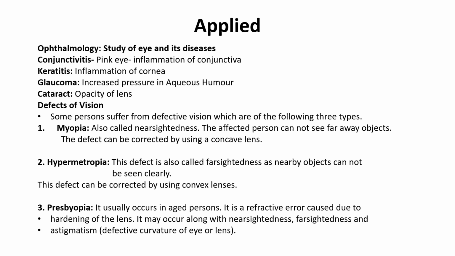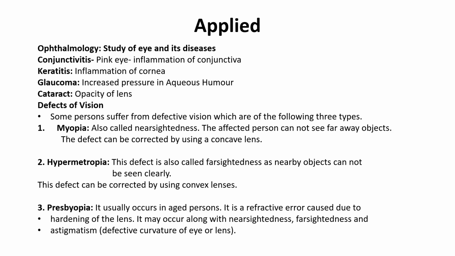Defects in vision can be myopia, also called nearsightedness. Nearby objects can be seen clearly, but far away objects are not seen clearly, and it can be corrected by using a concave lens. Hypermetropia is also called far-sightedness. Nearby objects are not seen clearly, and the defect can be corrected by using a convex lens.